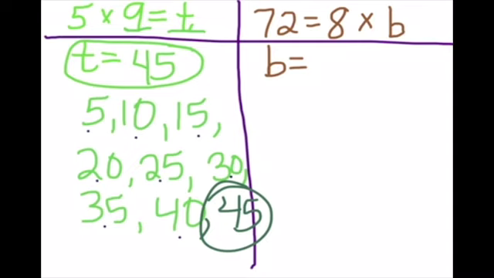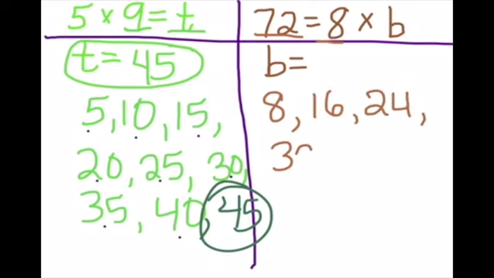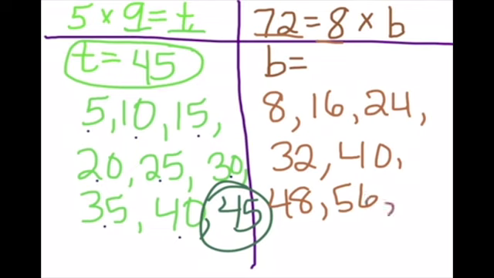Now, for B, on the other side, we have 72 equals 8 times B. B equals what? Well, let's use that count by strategy and count by the only number that I know so far in the problem, which is 8. Okay, count by 8, and we stop at 72. 8, 16, 24, 32, 40, 48. What would come after 48? 48 plus 8. Oh, that's 56. 56 plus 8. That gets us to 64. And then 64 plus 8 is 72.